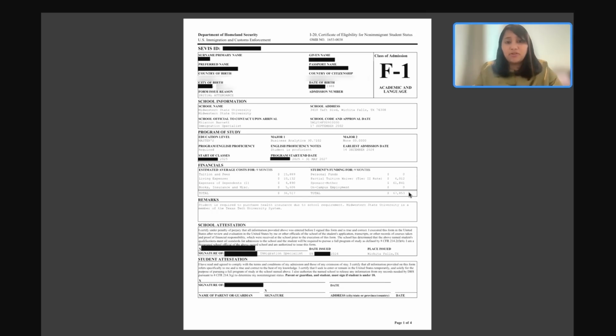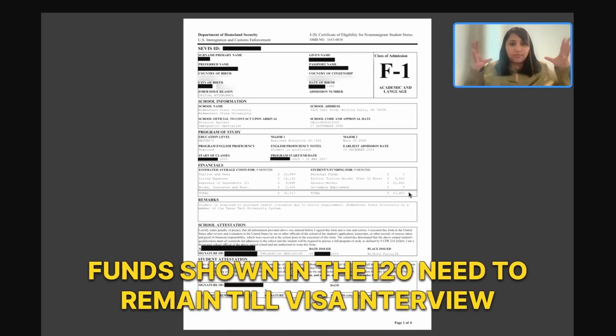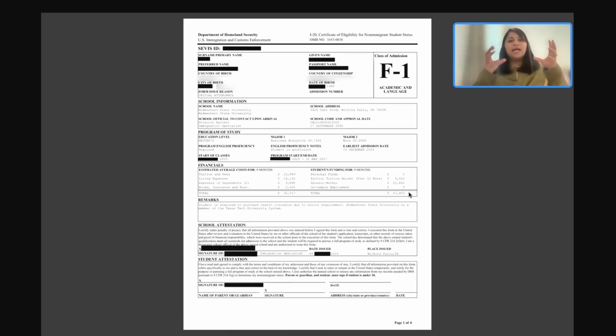And the most important thing about funding is that these funds need to remain till your visa interview. Now, typically there is some time gap between the I-20 being issued and the actual visa interview. And many times what happens is that the funds change. Like a student would have shown funding in the father's account, but by the time the visa interview comes, those funds don't exist anymore. That shouldn't happen. The funds have to remain consistent. Whatever is the story in your I-20, the same story has to be told in the visa interview. For example, in this case, the student has said that the mother has 61,000 of funding. So now when he went for the visa interview, mother's account should have the same amount of funding.